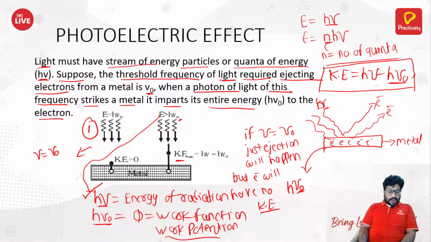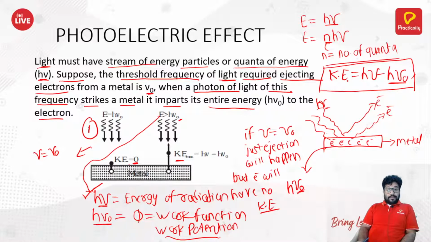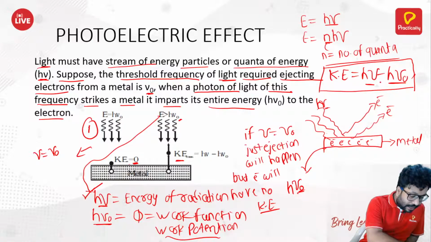Suppose the threshold frequency of light required for ejecting electrons from a metal is nu 0. When a photon of light of this frequency strikes the metal, it imparts its entire energy h nu 0 to the electron, and in that case kinetic energy is 0. If the radiation falling on the metal surface has higher energy than h nu 0, then the part that remains after subtracting h nu 0 from h nu will be imparted to the electron as kinetic energy. That is why the kinetic energy of an ejected electron will be equal to h nu minus h nu 0. Isn't it?